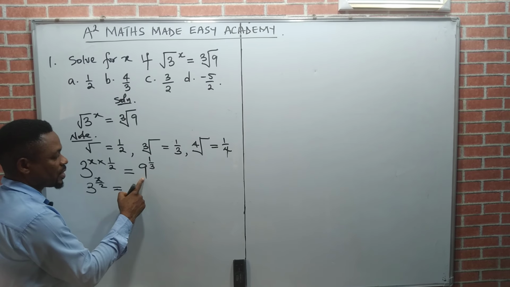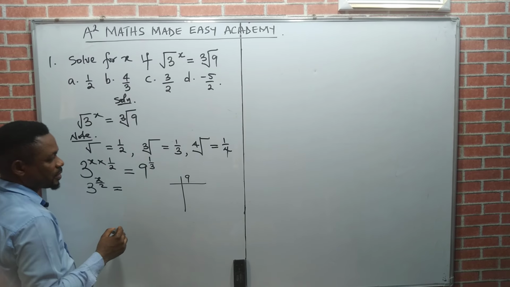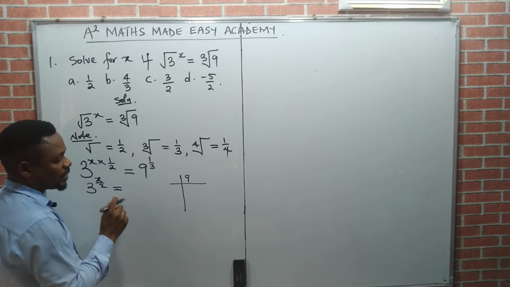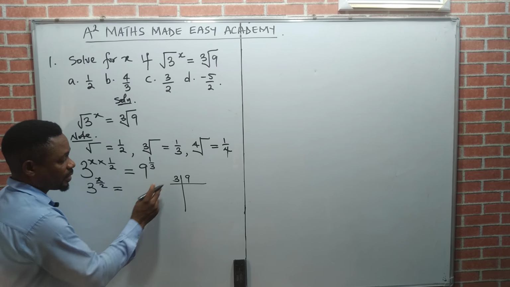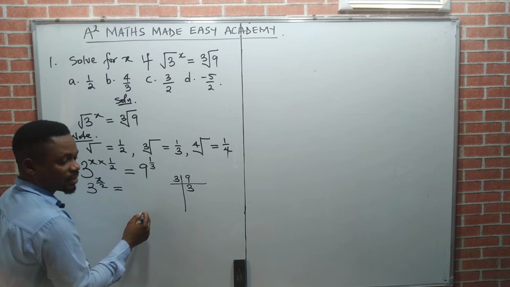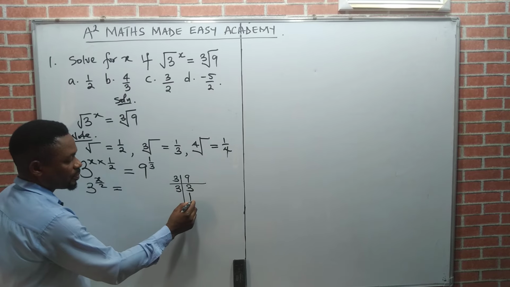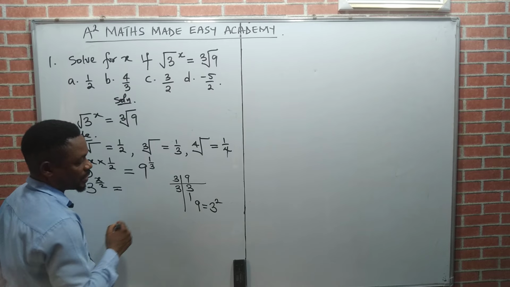The question is, how do I get the indices of 9? What you should ask yourself is: what is the smallest number that can go into 9 without a remainder? I believe it should be 3. 3 goes into 9 to give us 3, then 3 again goes into itself to give us 1. So the indices of 9 is 3 into how many places? 2 places. Are you there?